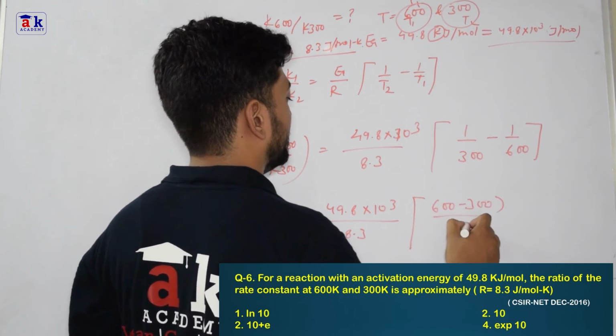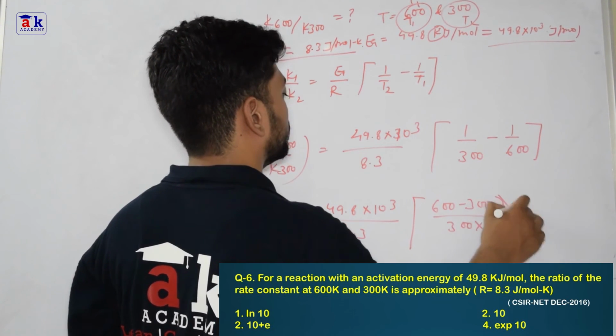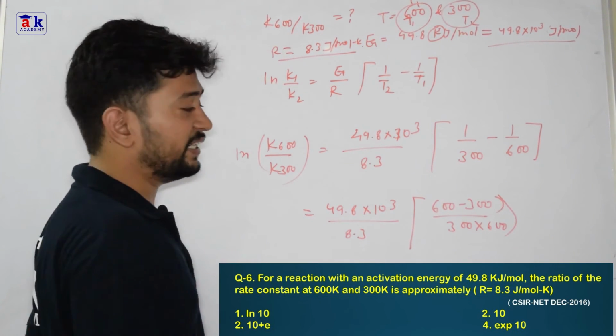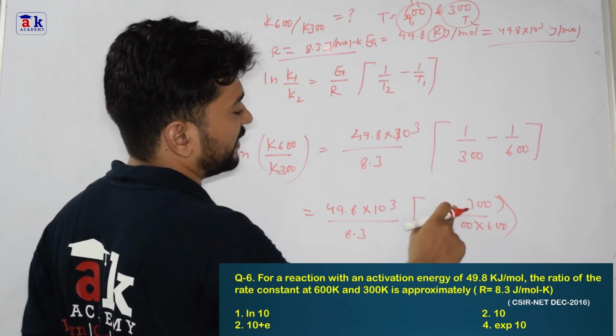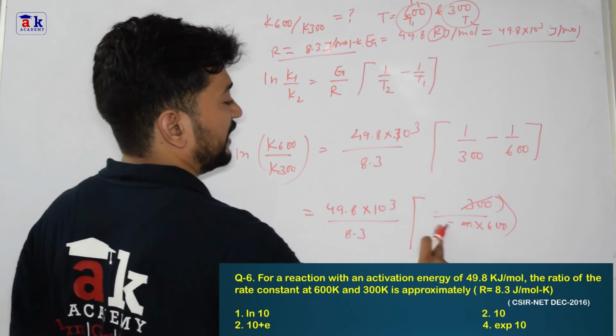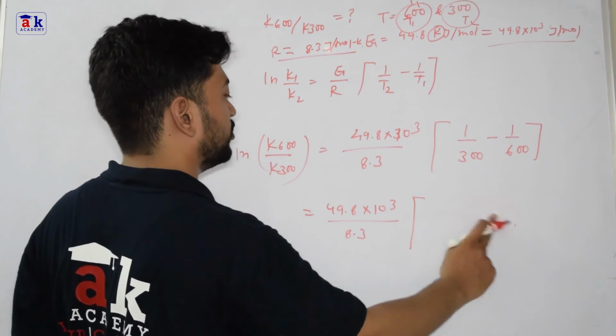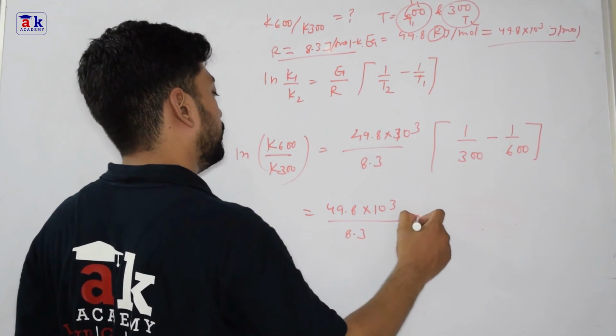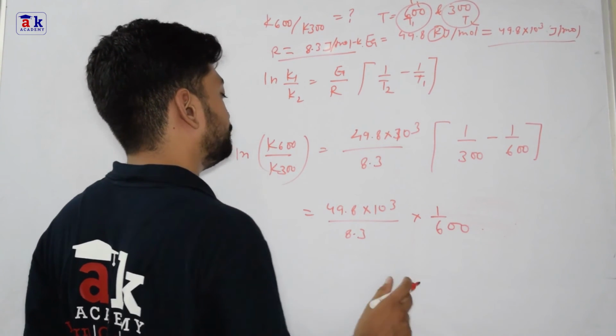divided by 300 into 600. So 600 minus 300 will become 300. So I can write it as 300, and this 300 will be cancelled, right? So we will have 1 upon 600. Let me write it over here only. So this will become into 1 upon 600.